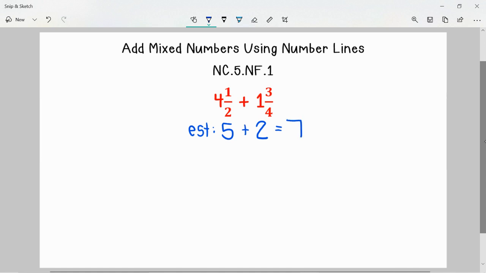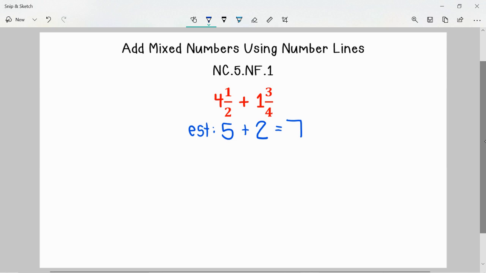And we know that 5 plus 2 is 7. So that lets us know that our answer should be close to 7. I do see that I rounded both of these numbers up when I estimated, meaning my actual answer should be less than 7, but it will be close to it.